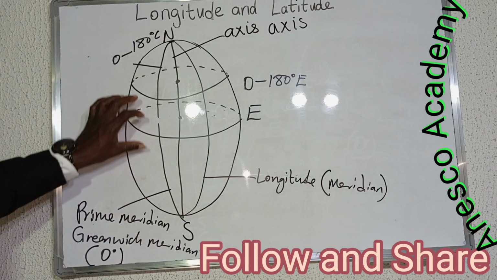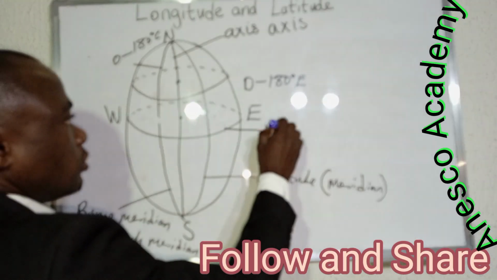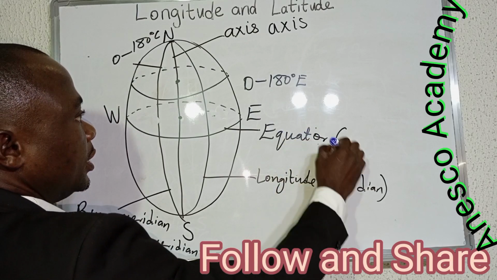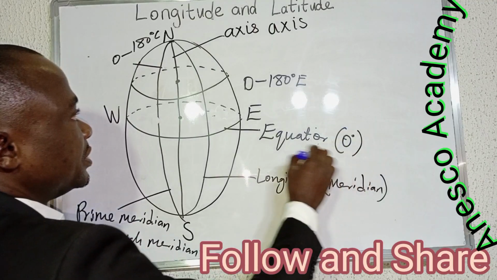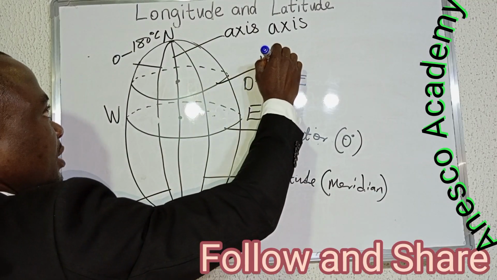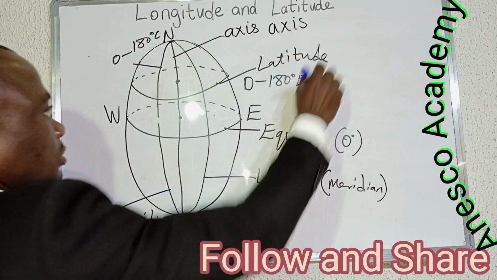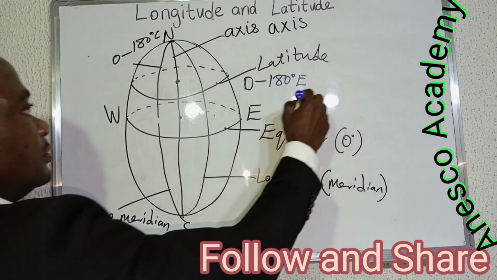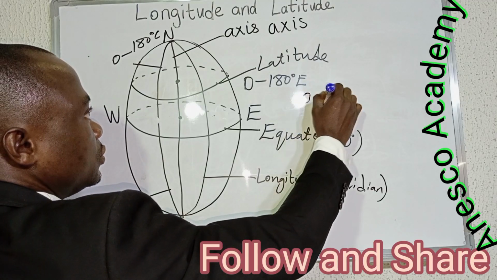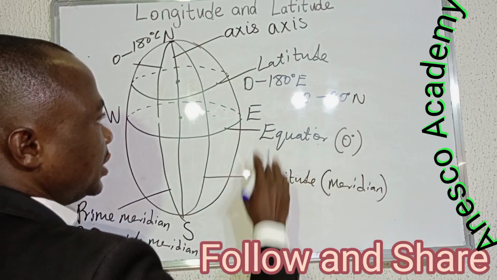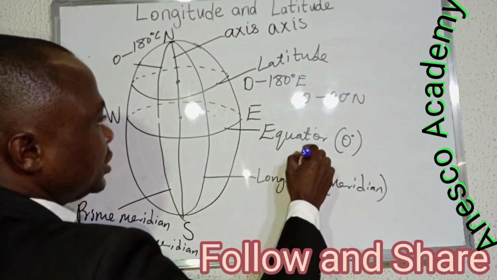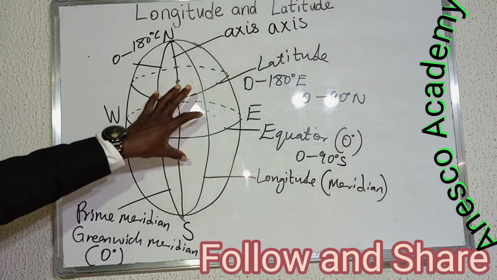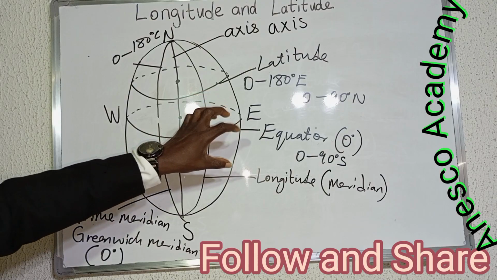Now that one is called what? Equator. And that one is 0 degrees what? Latitude 0 degrees. So this is just normal latitude. On the north of equator, it will range from 0 to 90 degrees what? North. Then on the south of equator, it will range 0 to 90 degrees what? South. Okay, so that is it for latitude.